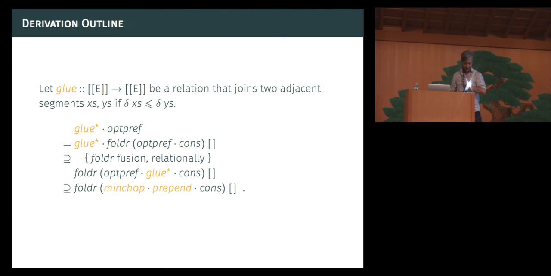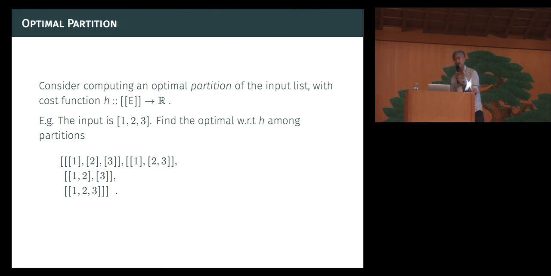Okay, so that was about the optimal segment problem. However, what we actually solved in the paper was optimal partitioning. The problem is that given a list of elements, we want to find the best partition with respect to some cost function. So for example, given a list 1, 2, 3, its partitions include 1, 2, 3, 1, 2, 3, 1, 2, 3, and 1, 2, 3. Among them, we want to find an optimal one with respect to some cost function on partitions of lists.